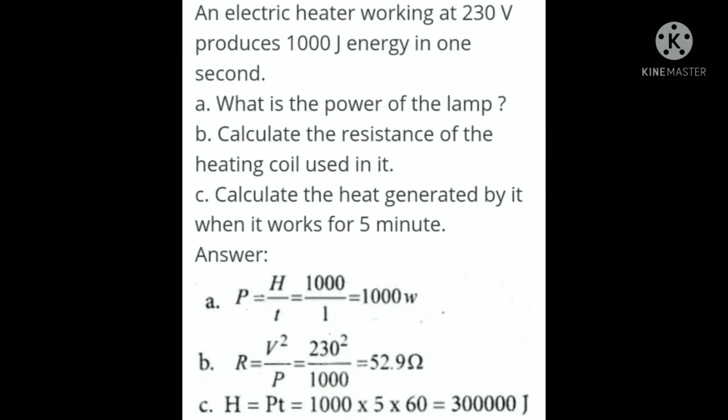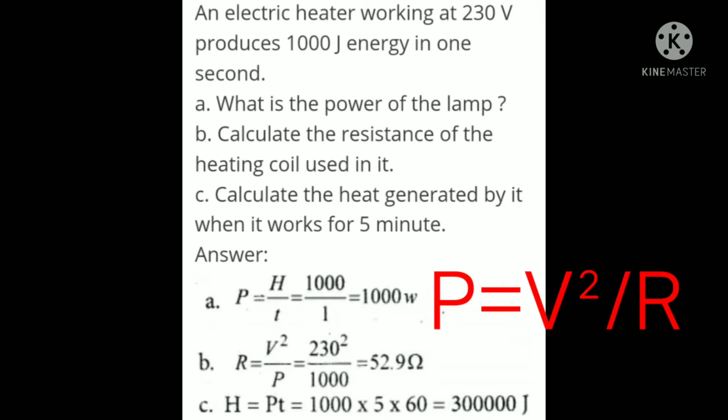Energy, that is heat, H is equal to 1000 joule. Time T is equal to 1 second. Divide by this, we got 1000 watt. We already know the equation P is equal to V square by R. From this equation, we got R is equal to V square by P. Substituting the values, that is 230 into 230 divide by 1000, we got 52.9 ohm. Ohm is the unit of resistance.